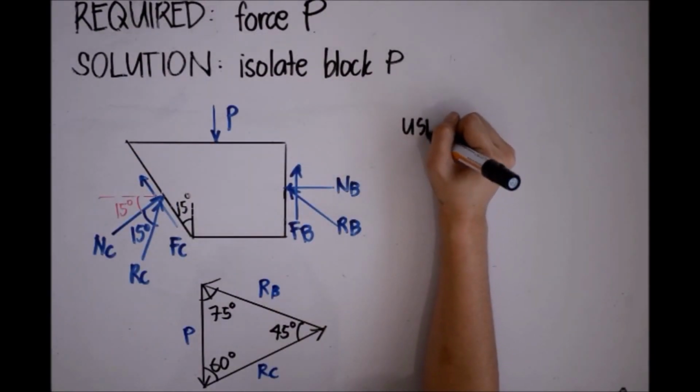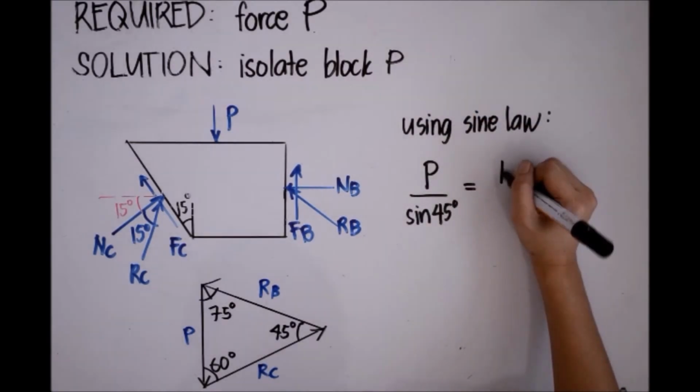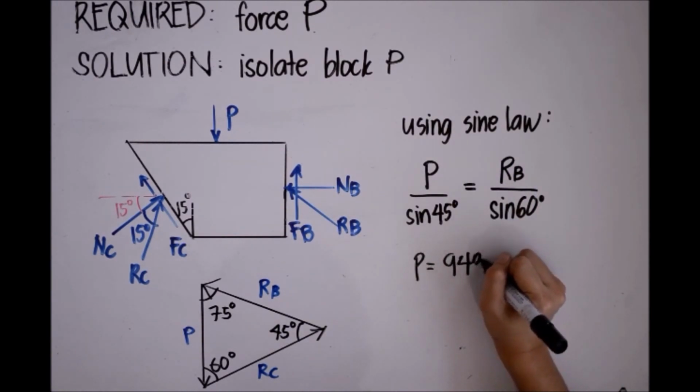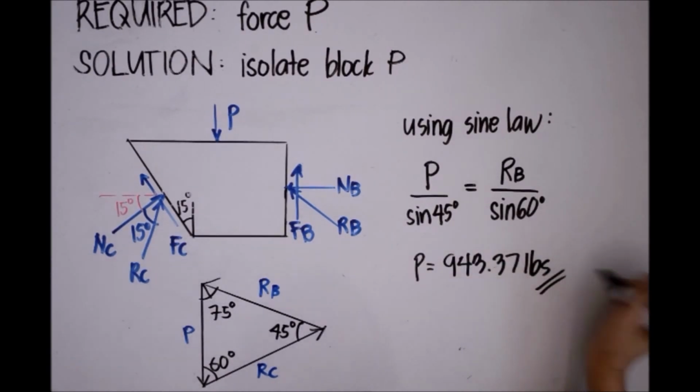Now, isolate block P. Using sine law, P over sine 45 degrees is equal to reaction at P over sine 60 degrees. P is equal to 943.37 pounds, and that is our final answer.